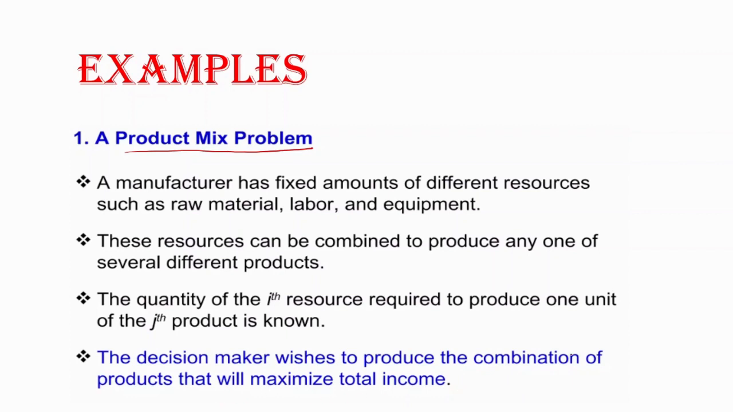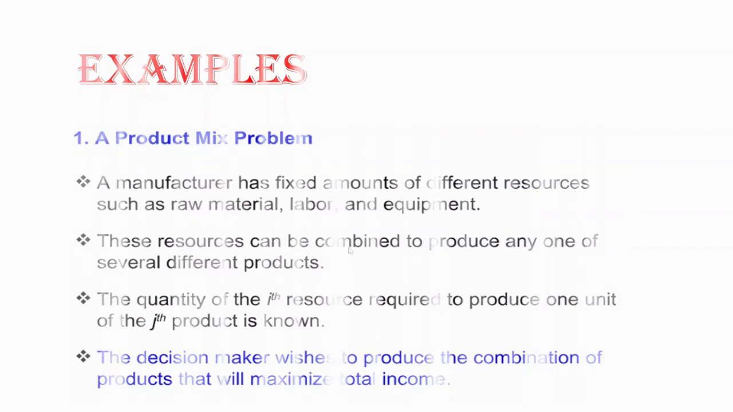So I'll be taking up this example in the upcoming slides, and I'll be showing you that if I'm a manufacturer of bowls and mugs, and I have labor and I have the raw material, so how would I be combining them so that I can maximize my revenue? That means the total income. So this is a very common example in the linear programming problem.